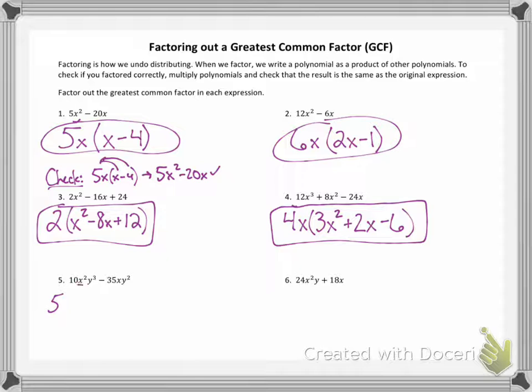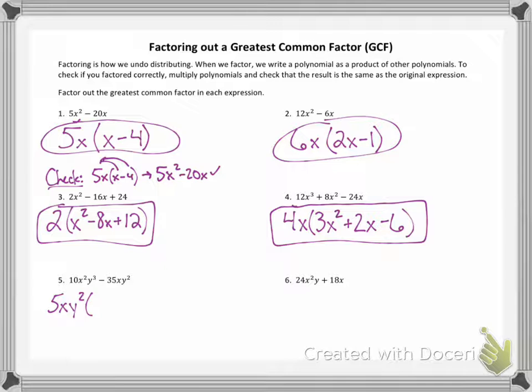So I have an x squared and an x. The most I can take out is the lower power, which is the x. And now I'm going to look at the y's. I have a y cubed and the y squared. Take out the lower of the y's. I can take out the y squared. My GCF is 5xy squared.